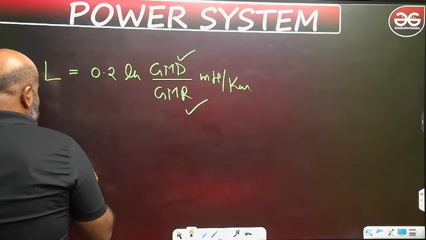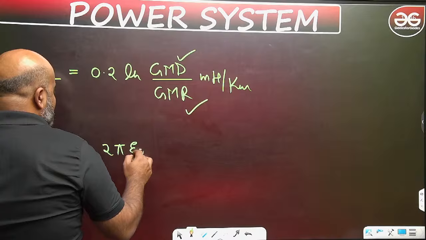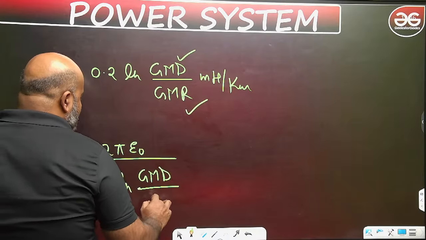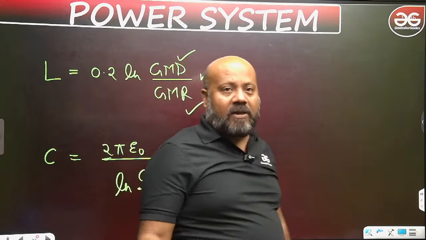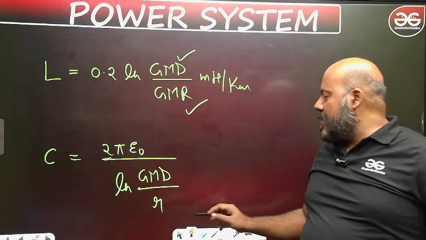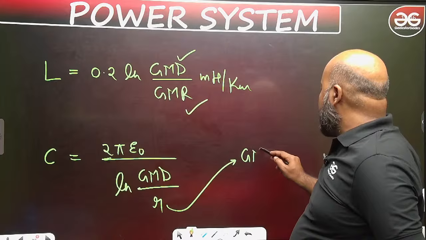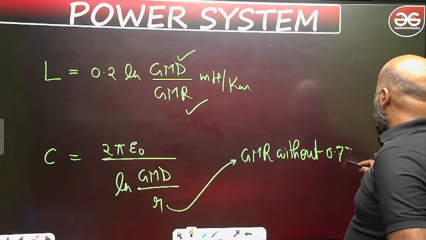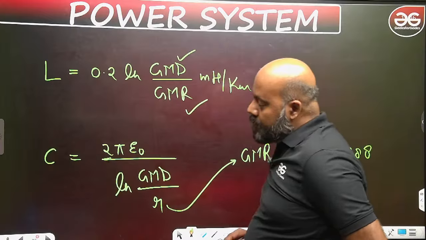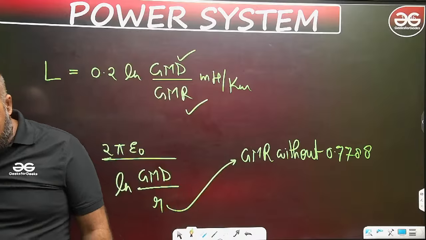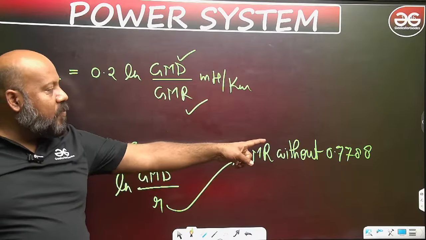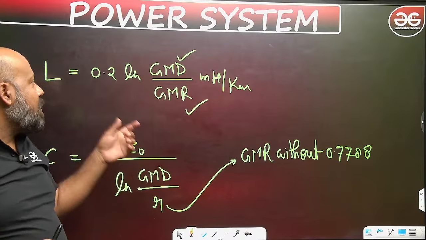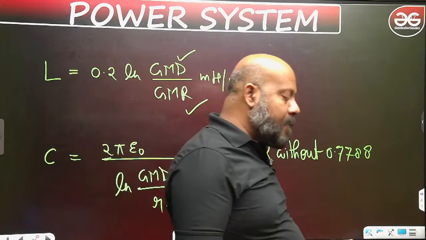What about the capacitance? It is 2 pi epsilon naught upon ln GMD upon R. I am writing here R, but this is not the physical radius. When I write like this, it means GMR without the 0.7788 factor. It means exactly the same way you were writing GMR for the calculation of inductance. We'll discuss it; just now we are going to discuss it.